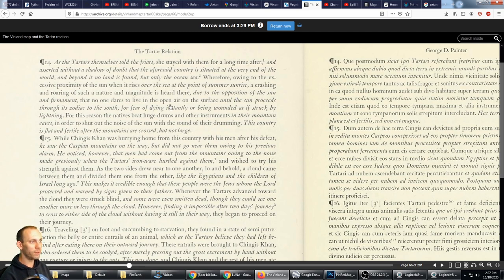And no one dares to live in the open air or on the surface until the sun proceeds through its zodiac to the south, for fear of dying instantly or being wounded as if struck by lightning. For this reason, the natives bear drums and instruments in their mountain caves in order to shut out the noise of the sun with the sound of their drumming. This country is flat and fertile after the mountains are crossed, but not large.